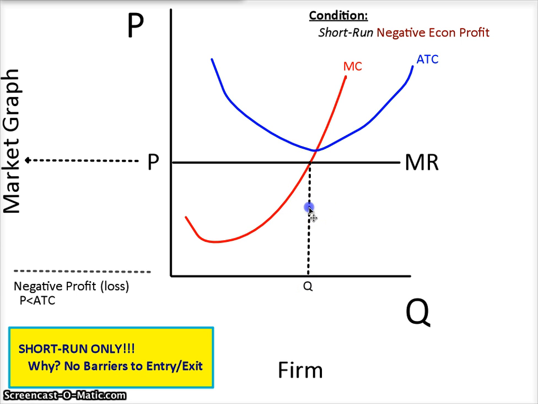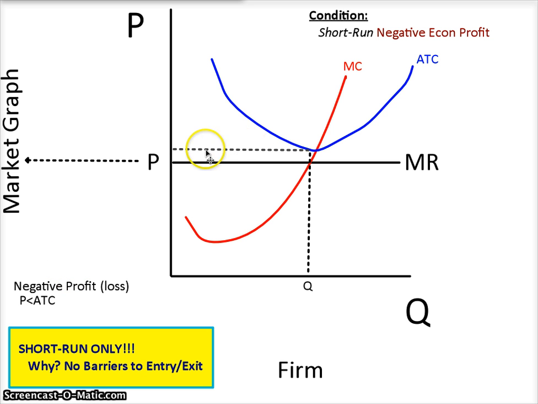Now what we want to do is extend that quantity line up until it hits the ATC, as you see here. All we're doing is extending the profit max quantity up, because we want to find out, at the profit max quantity, what's the price tag and what's the cost of production. ATC is the cost of production. Therefore, at profit max quantity, the P, the market price, is the price, but we've got to extend it up to the ATC to find the average cost of producing that quantity.